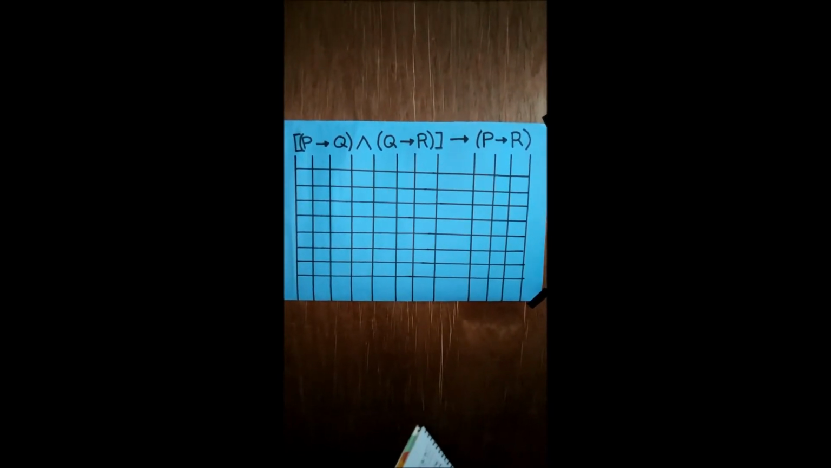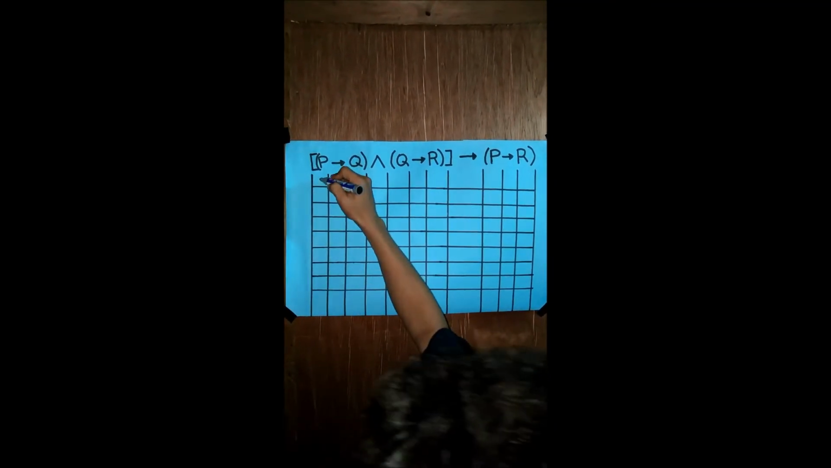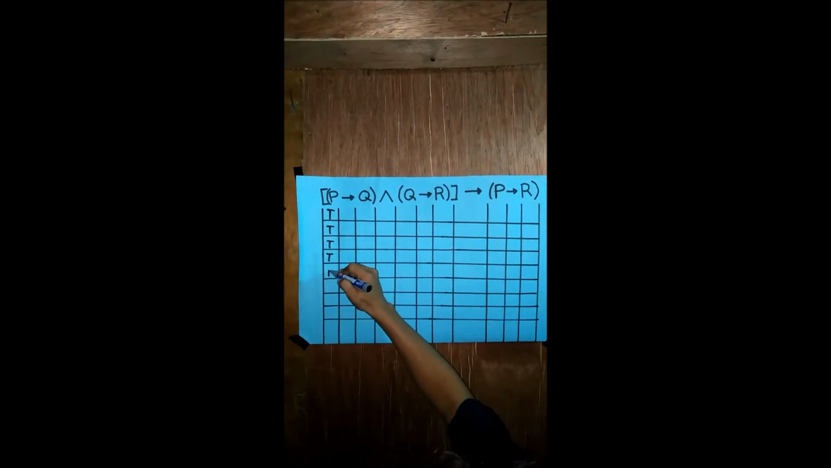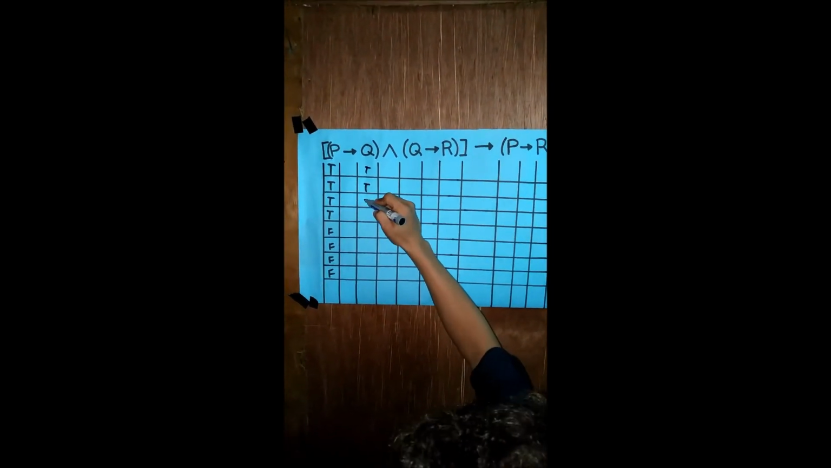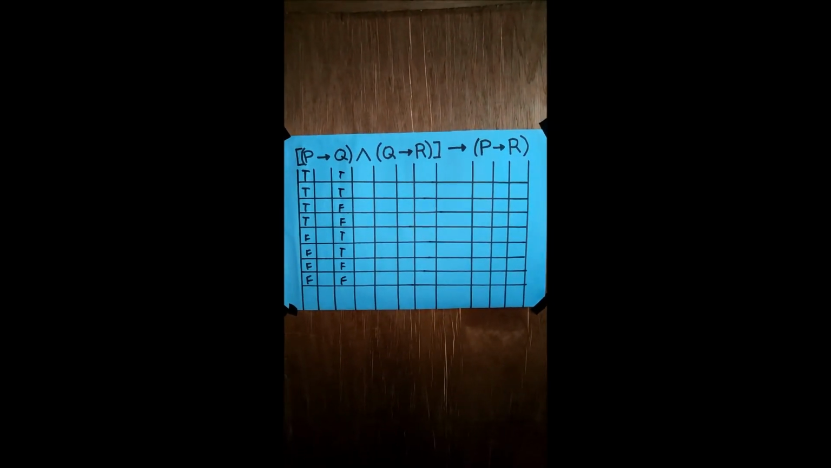8 divided by 2 equals 4 for P. 4 divided by 2 is equal to 2 for Q. And 2 divided by 2 is equal to 1 for R. So we are going to write 4 true and 4 false for P, 2 true and 2 false for Q, and 1 true and 1 false for R.